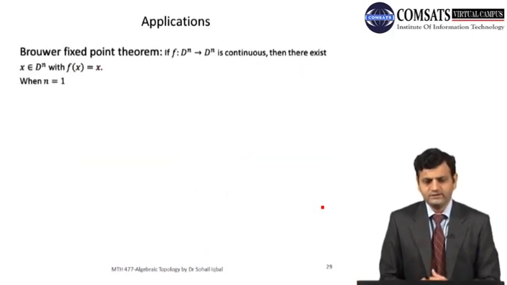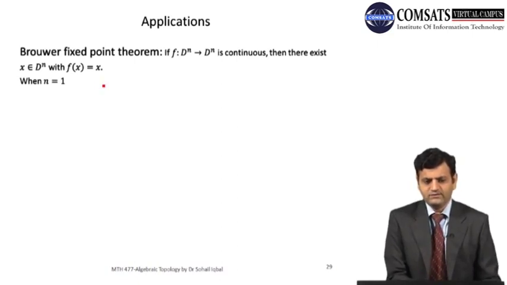Now we have this important theorem from fixed point theory, which is called the Brouwer fixed point theorem, and it says that if we have a continuous function from the disk Dn to Dn, then there must exist x belonging to Dn such that f of x is equal to x.